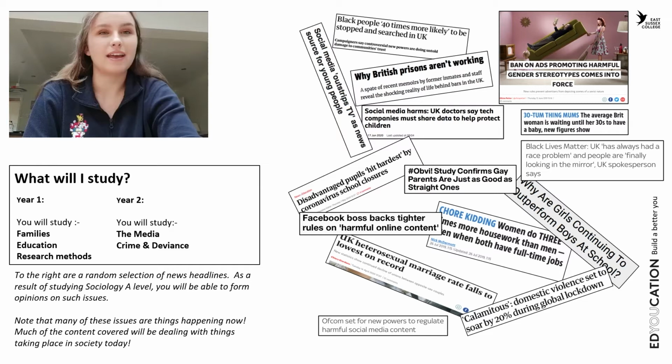So basically the course divides into 4 areas. You'll do families and education in year 1, and you'll do media and crime and deviance in year 2, and research methods really bridges the entire course.